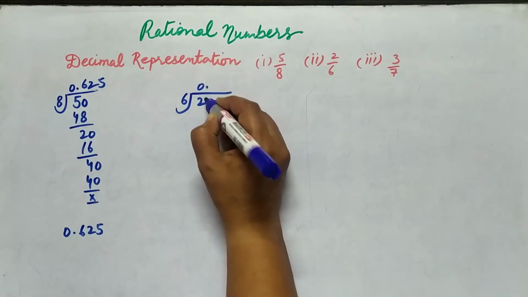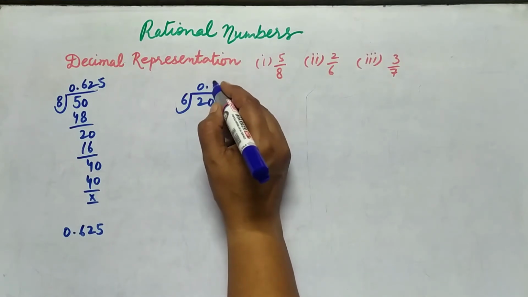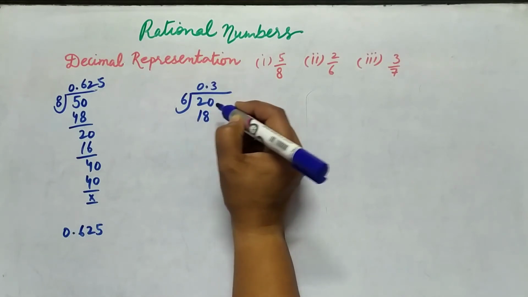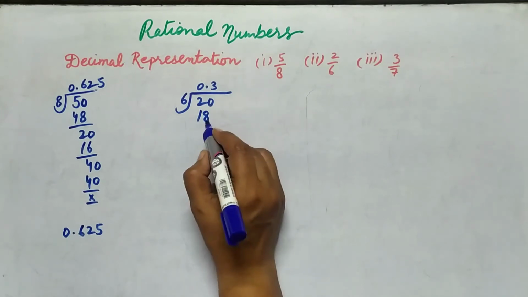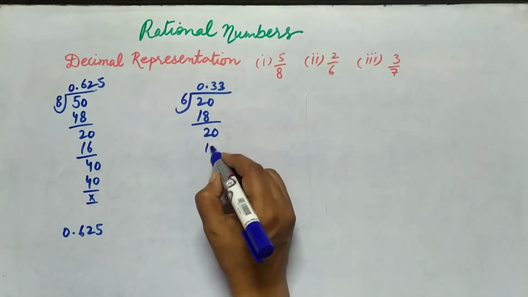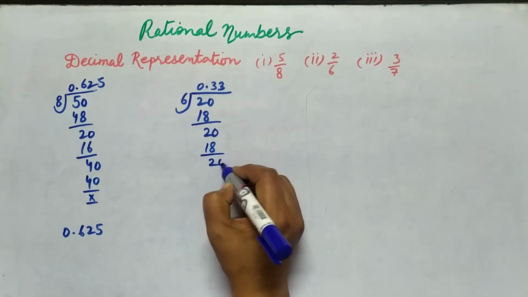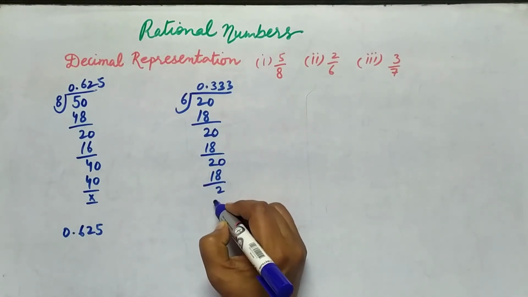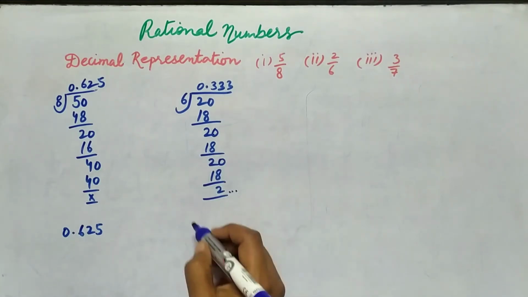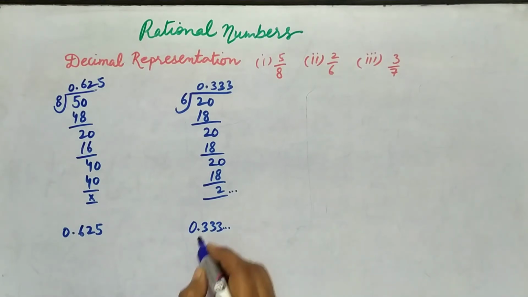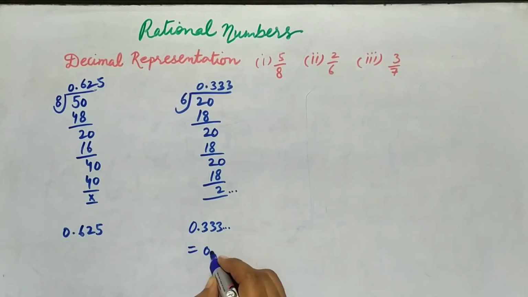The second fraction is 2 by 6, and its decimal representation will be something like this. 0 and decimal, we make it 20. 6 3s are 18, and 2 is left. Again make it 0. 6 3s are 18. Again 2 and 0, 20. 6 3s are 18. Again 2 and so on. The answer is 0.333 and so on, or we can write it as 0.3 repeated. Repeated means bar.